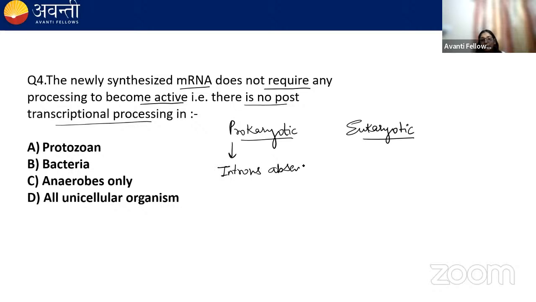Introns are absent in prokaryotes. They don't have junk DNA or non-coding sequences, and because of that, there's no splicing mechanism. Splicing is absent in prokaryotes, and they do not require any processing.